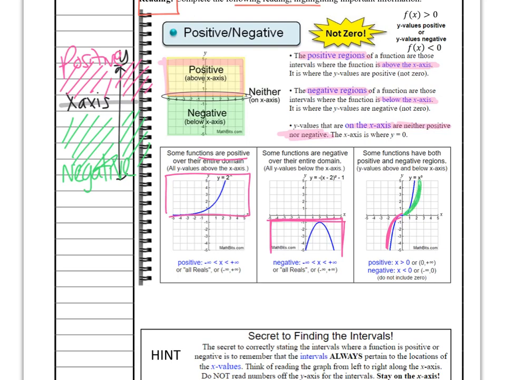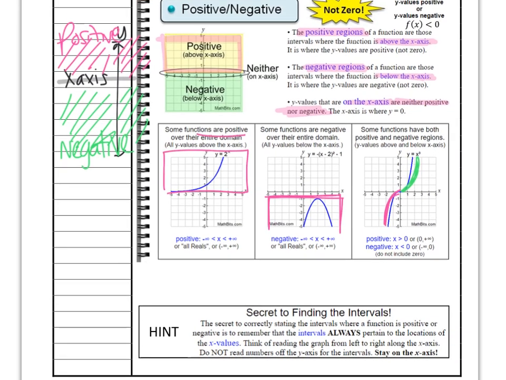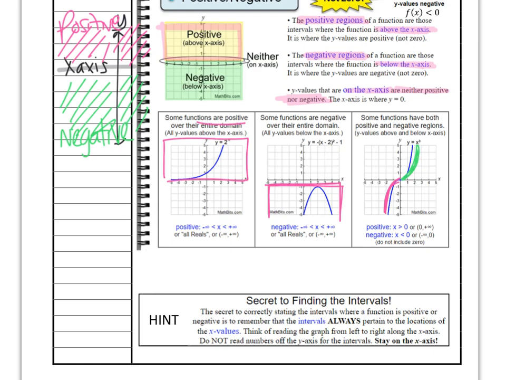Okay, and we always talk about the intervals in terms of x's. So that's why this down here says that we want to focus on x values and staying on the x-axis. We always also want to read from left to right along that x-axis. Flip it over and we'll see some examples.